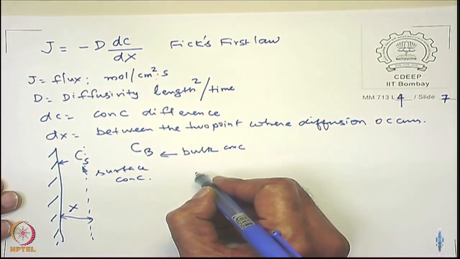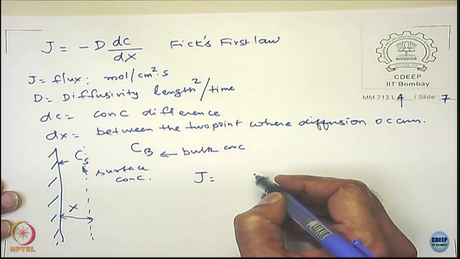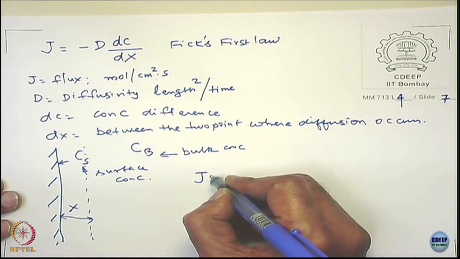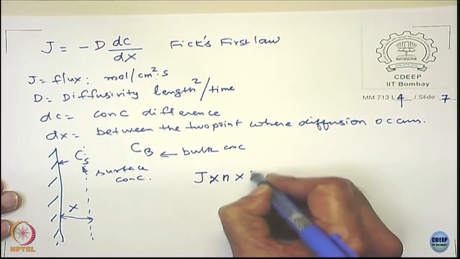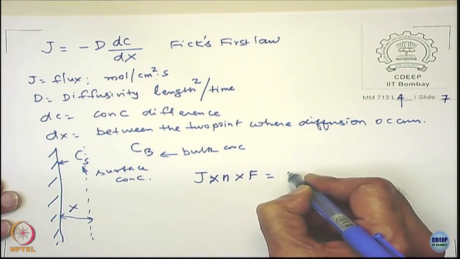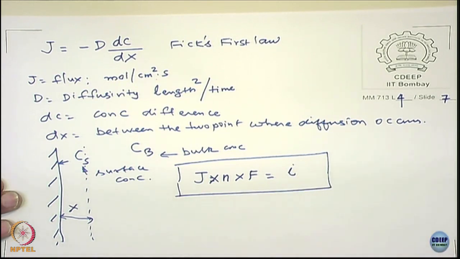No? J is equal to... how to convert this? J multiplied by... can you or can you not? Is it right or not? No? Go back.